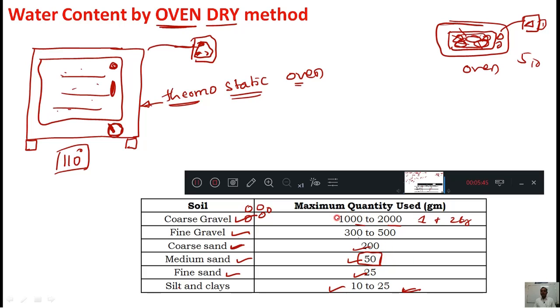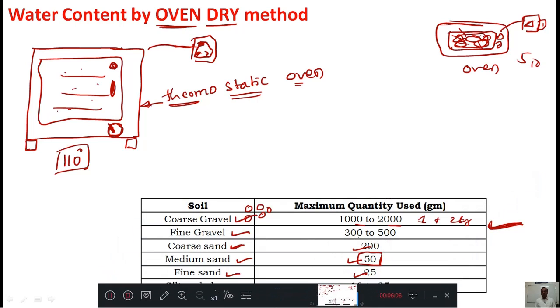These are the nearer values, approximate values that they are giving. If you take these many values, then only you will get a good result. If you take 25 gram of coarse grained gravel and put it here, then you may get wrong readings. Therefore, some suggestions are given by experts.